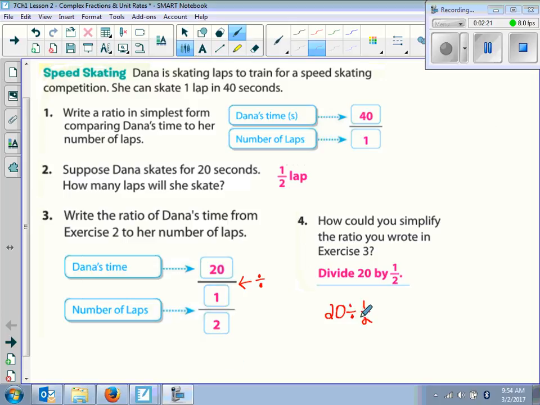So if this is 20 divided by 1/2, just as a reminder, what do I do when I'm dividing fractions? We multiply by the reciprocal. So that means that we can multiply by 2/1. Is everybody clear with that? And then we would end up with 40.